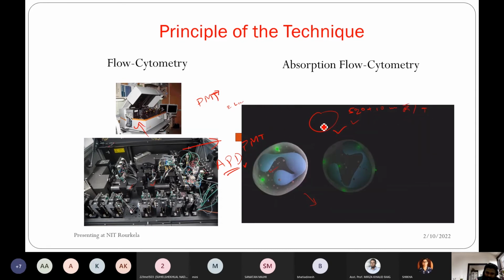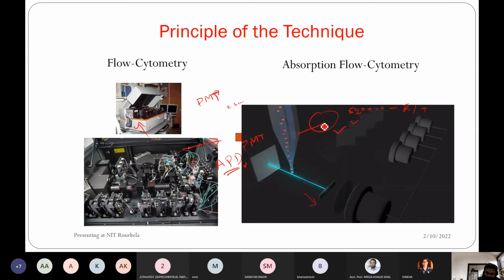Whatever light reaches this point, 520 means 530 or 510 nanometer wavelengths of the light will be reflected, and any remaining wavelength of light reaching this dichroic mirror will pass out, like that, you can see here. So this is actually fluorescence flow cytometry, and based on that, the analysis will be carried out.